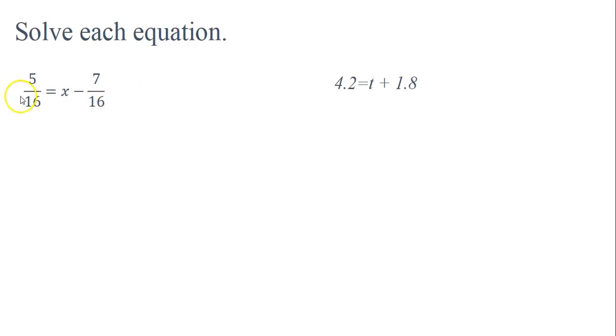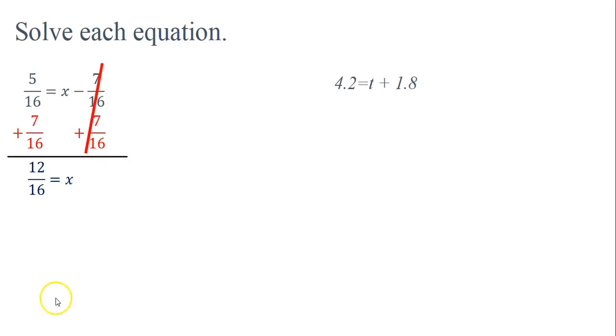What we do to one side, we have to do to the other side. So add it to both sides, and then these two will cancel out. I'm left with 5 over 16 plus 7 over 16, which is 12 over 16, and that's equal to x because it's the only thing left over here. And I'm going to reduce this. That's 3/4, so x equals 3/4.